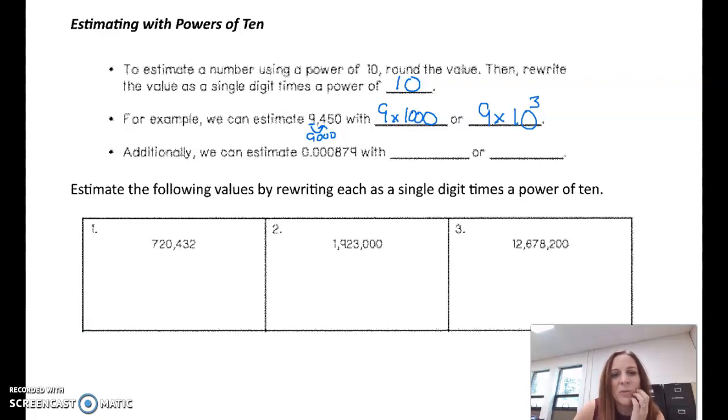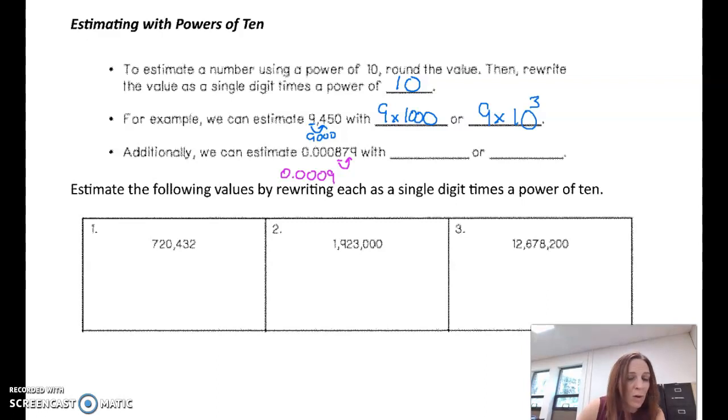Same thing here. Additionally, we can estimate this 0.000879. Its leading digit is the 8 there. So I'm going to look at the digit behind it. That 7 tells me to make this 0.0009, because we're going to round up.